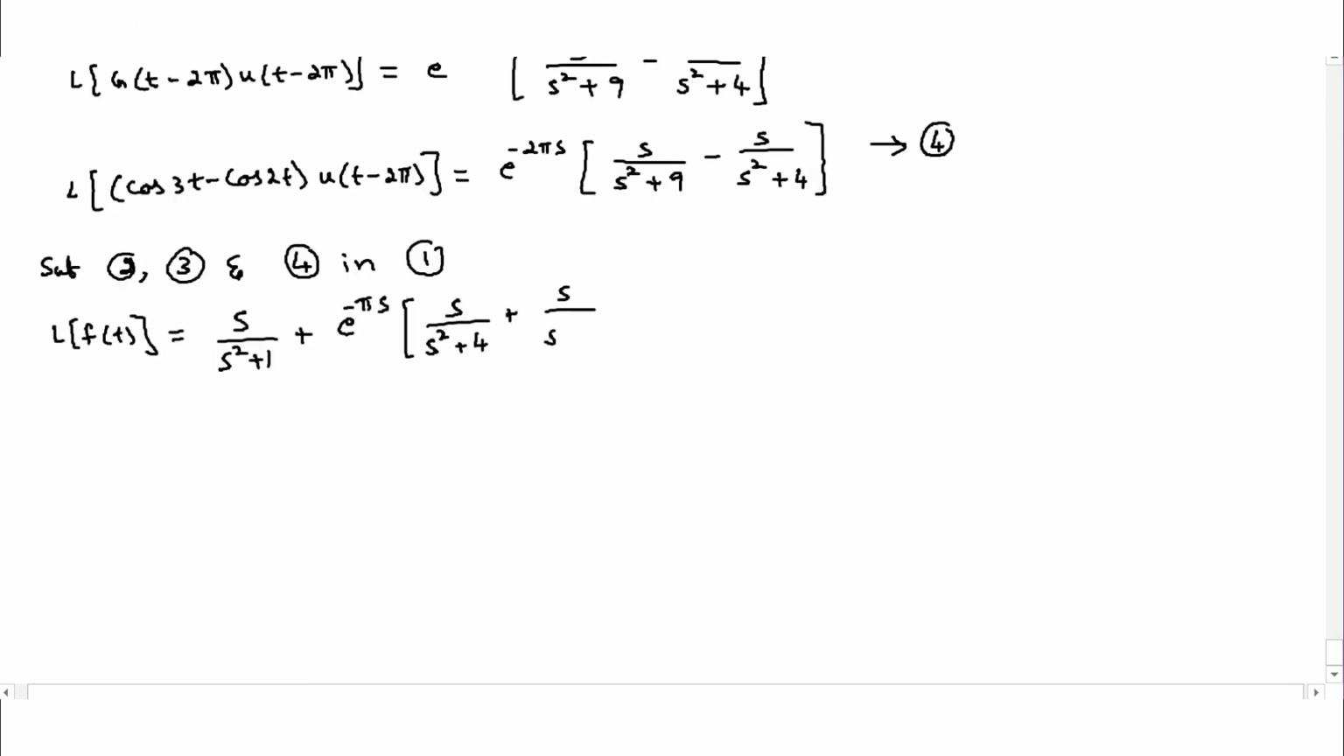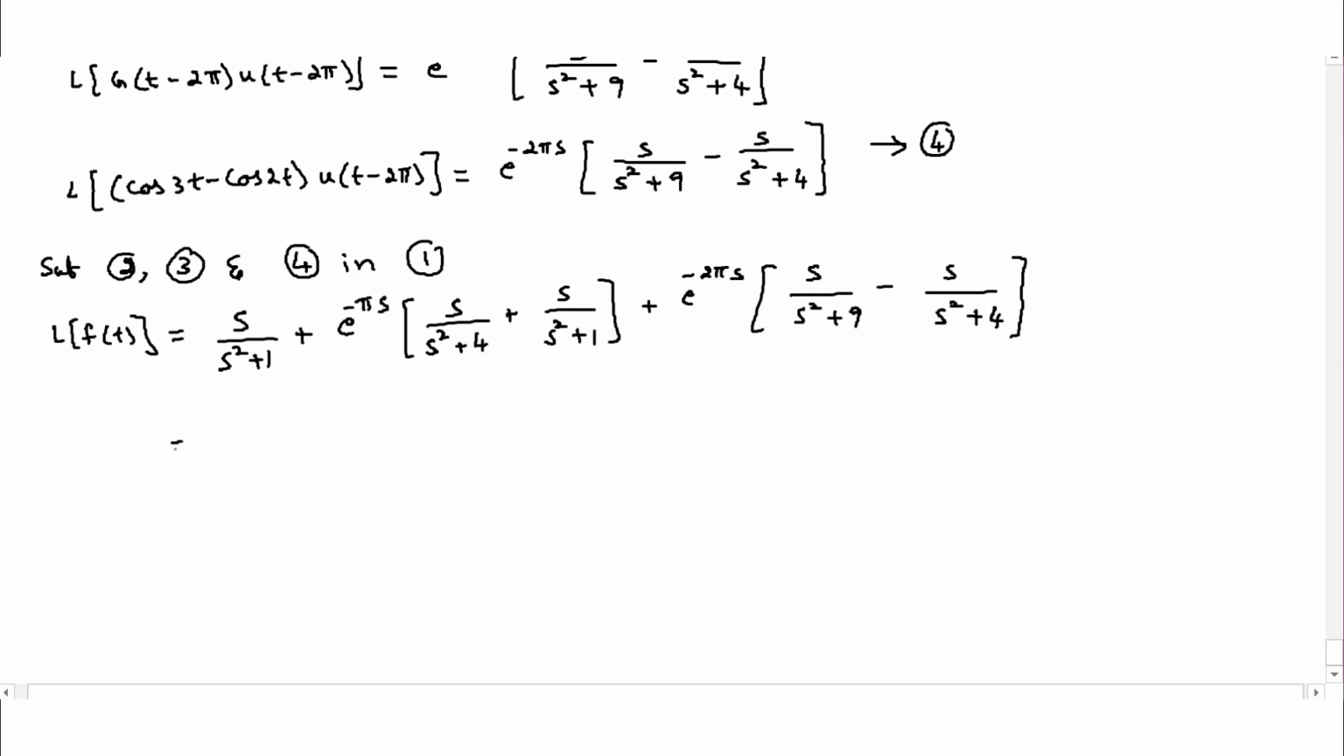It is s by s square plus 1. Then your equation number 4 will be plus e power of minus 2 pi s by s square plus 9 minus s by s square plus 4. That will be your required solution.